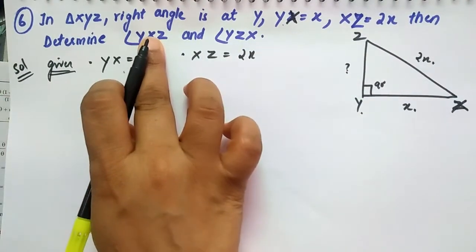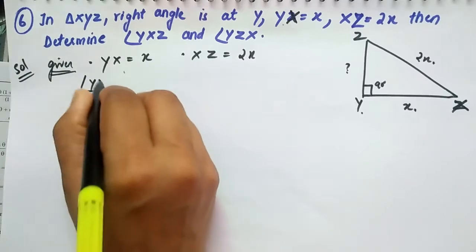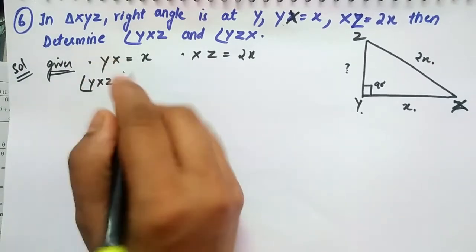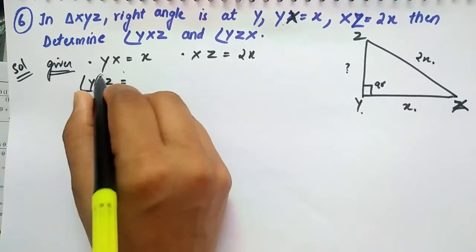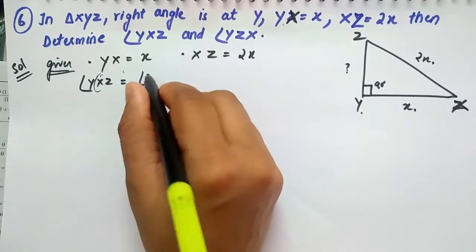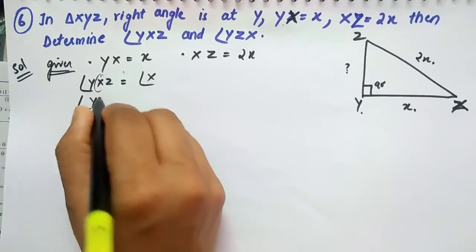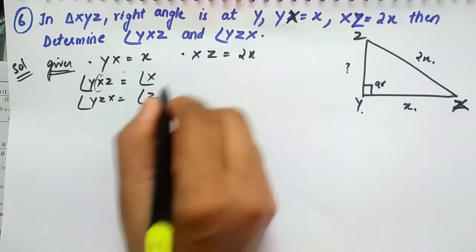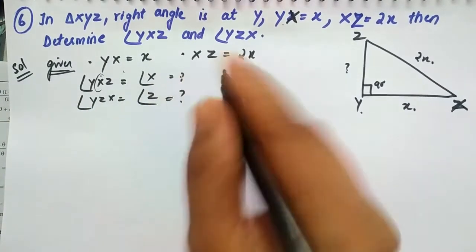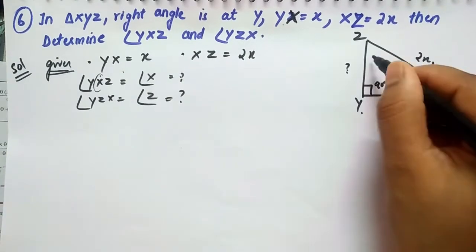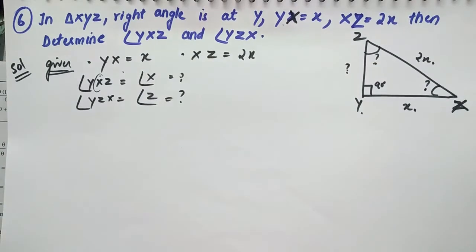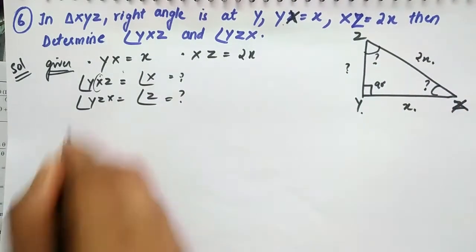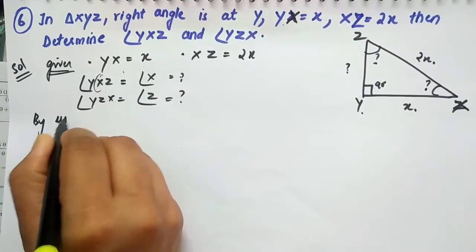Determine angle yxz. Whenever the angle is given in these three terms, we always take the middle angle. So we need to find out angle x. It means angle yzx is nothing but angle z. So this angle we need to find out. Let's not take these values as x and get confused. Let's proceed further by using Pythagoras theorem.